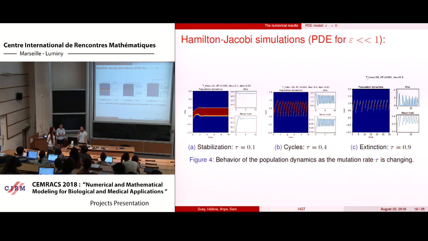I think if everything is symmetric, we should have a symmetric behavior, but it should spread the population a little bit. It will play the role of a mutation kernel. Okay, yeah.